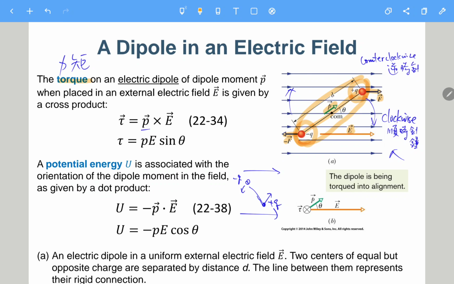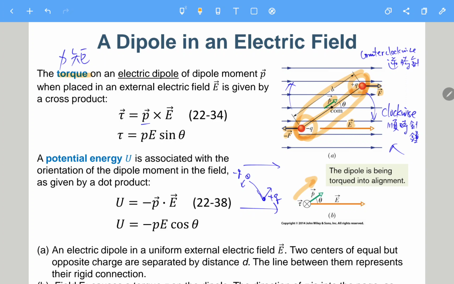So I suppose you know how to do the cross product, but at least I can somehow show you: you use your forefinger pointing to this direction, and then you try to rotate to the E field. Then your thumb will point into the page. This cross means the torque is pointing into the page. If it is something like this, it is out of the page.